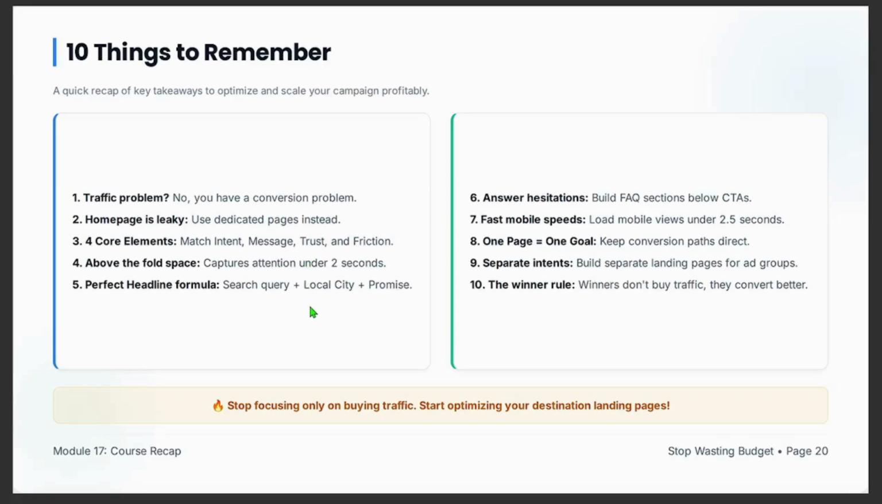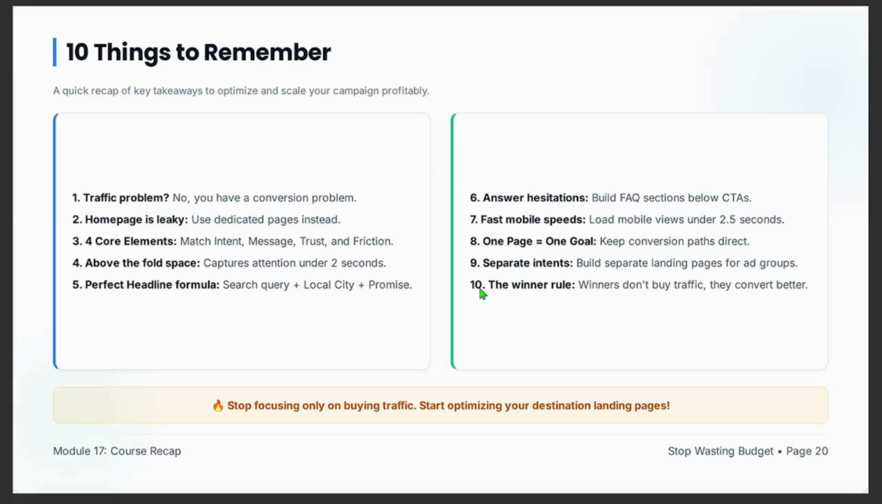And strong headlines equal keywords plus location plus clear promise, and answer objections before the user asks, use FAQ. And mobile speed target under 2.5 seconds, and one page equals one goal. Be specific, and different intent equals different landing page. Okay, and winners don't just buy traffic, they convert it better. So keep those 10 things in mind and you will succeed.